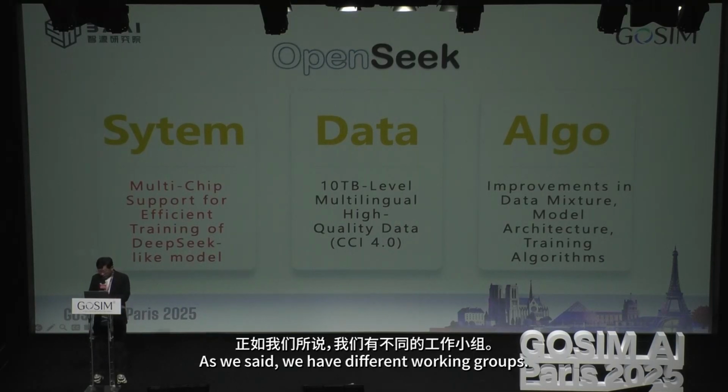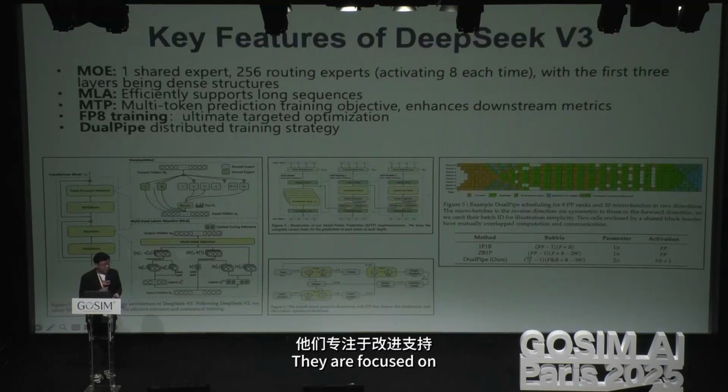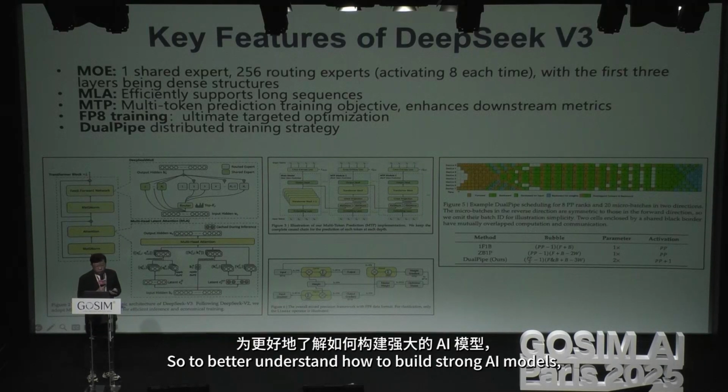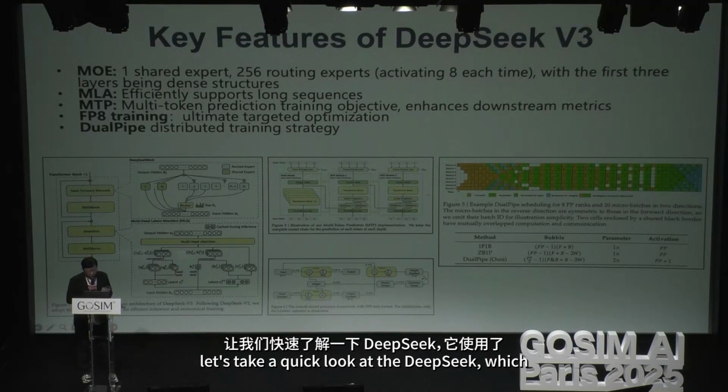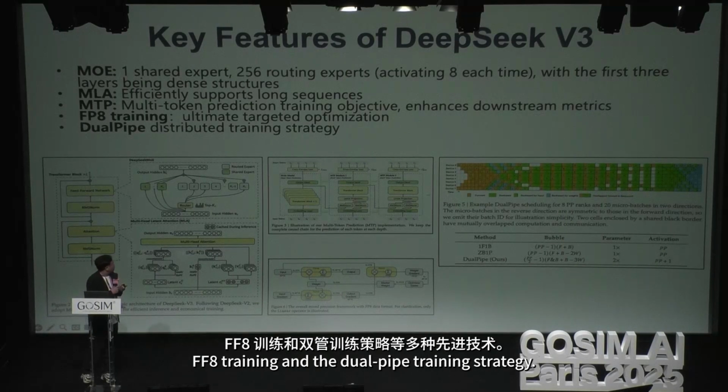As we said, we have different working groups. First is the system group. They are focused on improving the training framework that supports DeepSeek V3-like structure models. To better understand how to build strong AI models, let's take a quick look at DeepSeek, which has used many advanced technologies like MOE, fine-grained MOE, MLA, MTP, FP8 training, and the DualPipe training strategy.